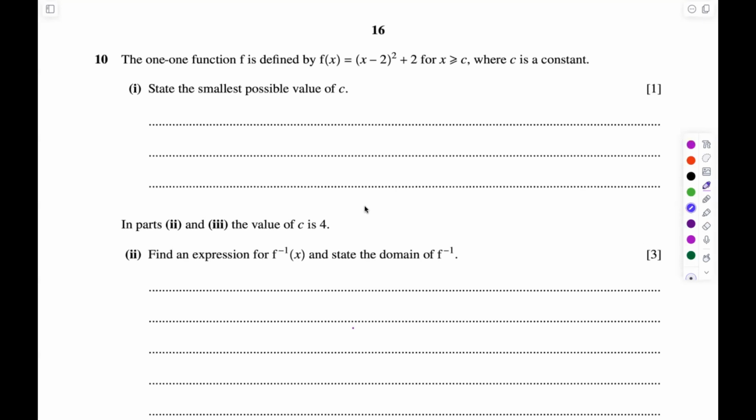In question 10, the one-to-one function f is defined by f of x equals (x minus 2) whole squared plus 2, where x is greater than or equal to c. In part 1, we have to state the smallest possible value of c.